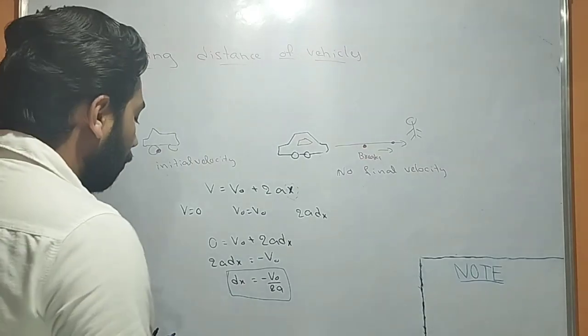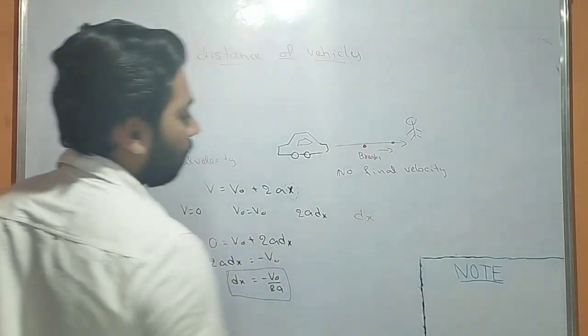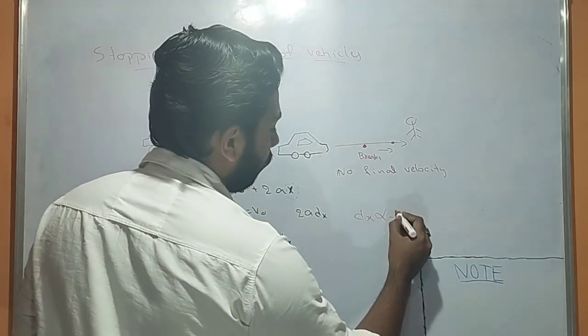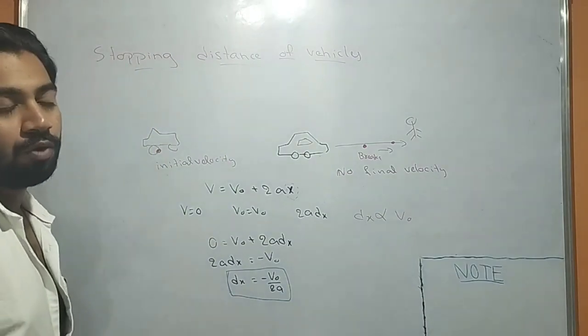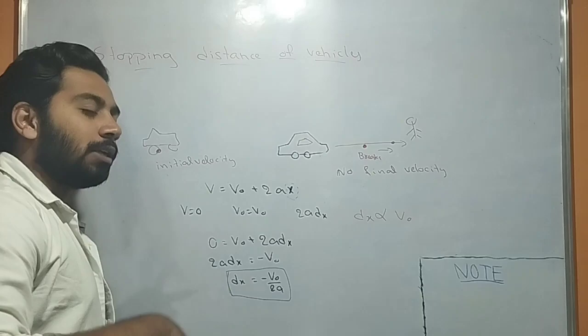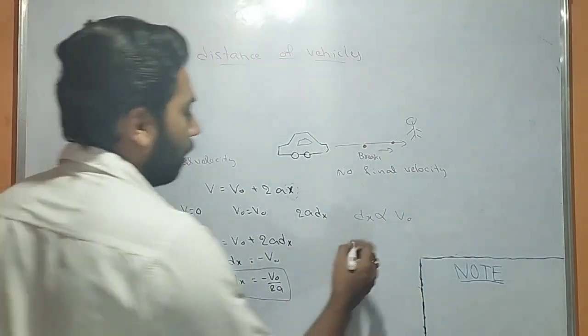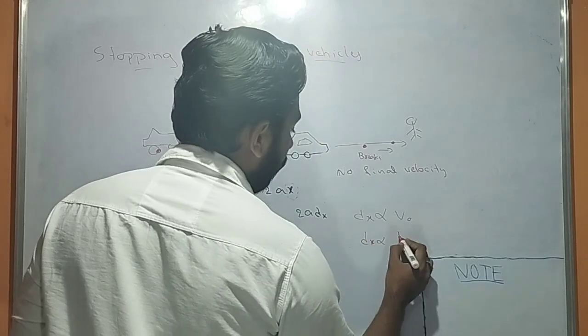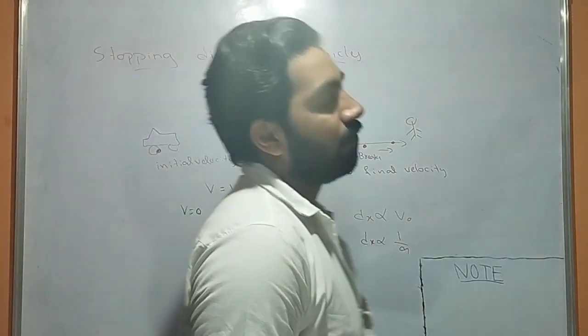The stopping power is directly proportional to the initial velocity. You can write just velocity, because negative or positive we are not applying here. So it is proportional to the initial velocity and inversely proportional to the acceleration. Okay, students, so this way you can very easily solve this formula.